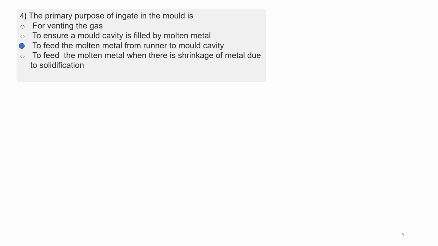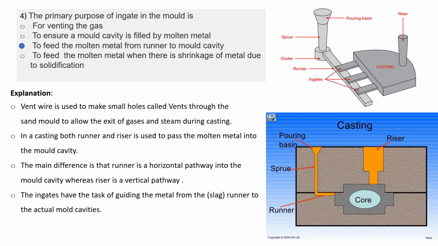Okay, so the answer will be to feed the molten metal from runner to the mold cavity. So that is the primary purpose of ingate. In this particular figure you can see that ingate is these three parts. Firstly you have the pouring basin in which you will be pouring your metal. And the sprue is the guiding part for the molten metal from the pouring basin to the choke.